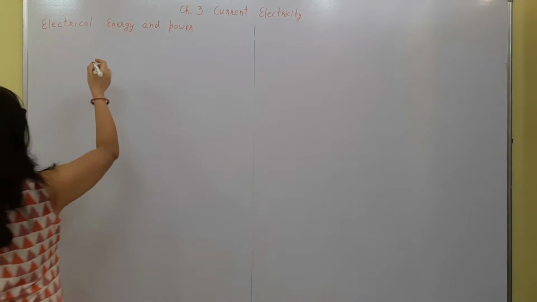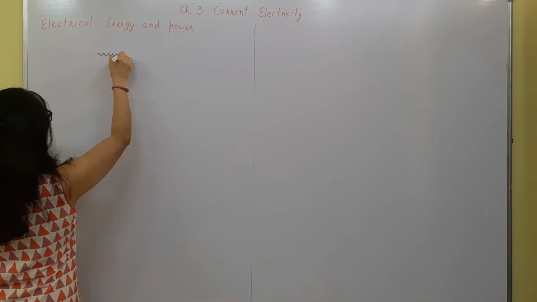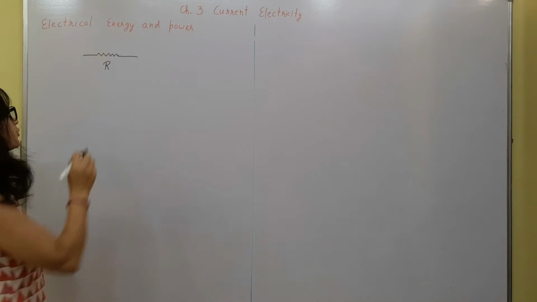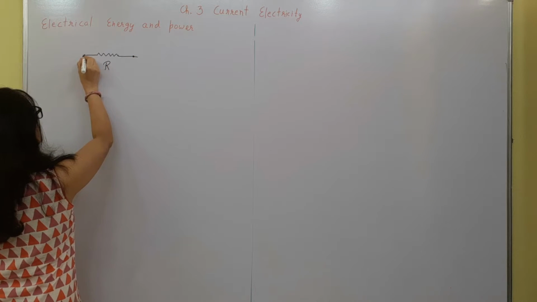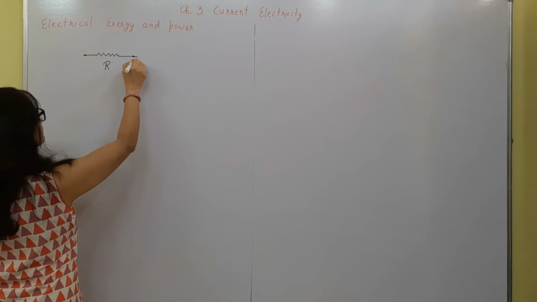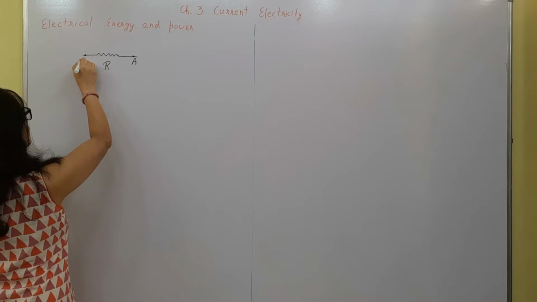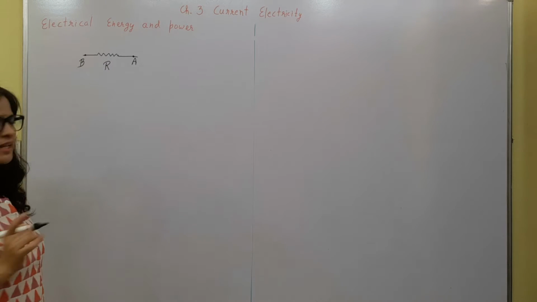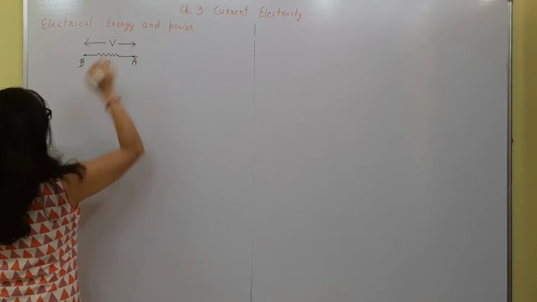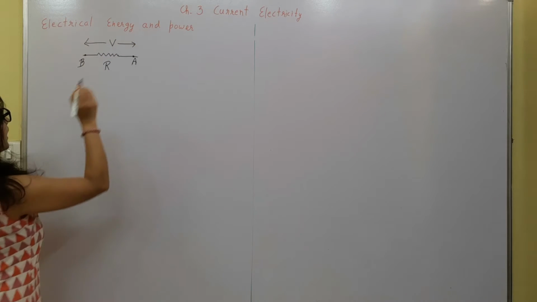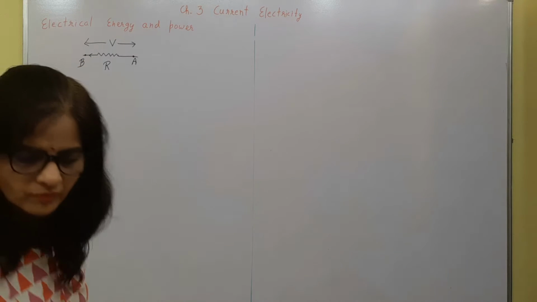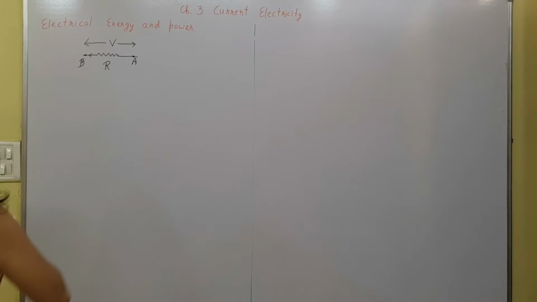If you have a resistor R and you have to move a charge Q from this point to this point, and we say that the potential difference between these 2 points is V, and I is the current flowing in this part of the circuit.